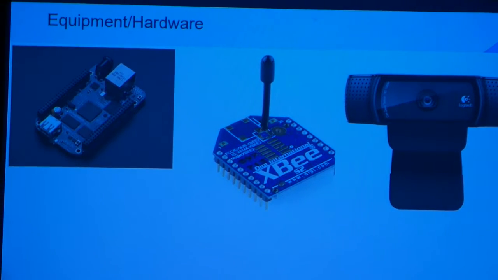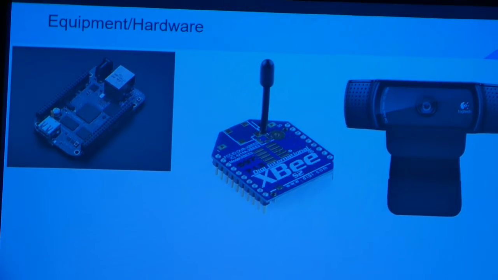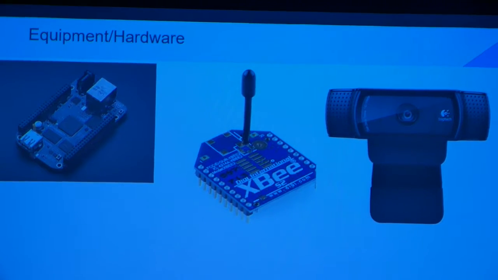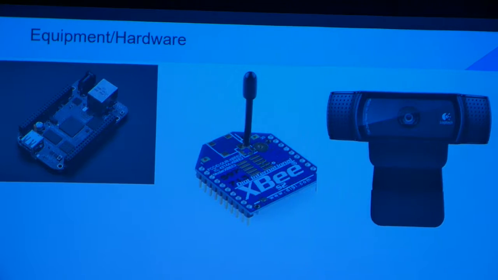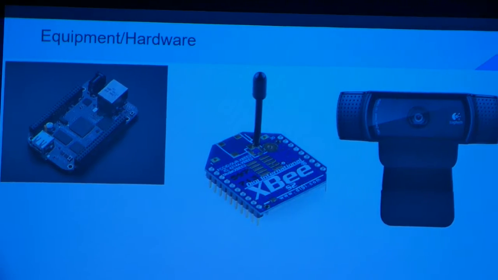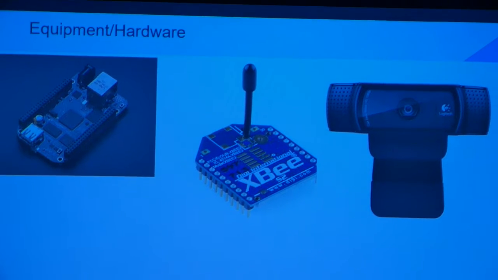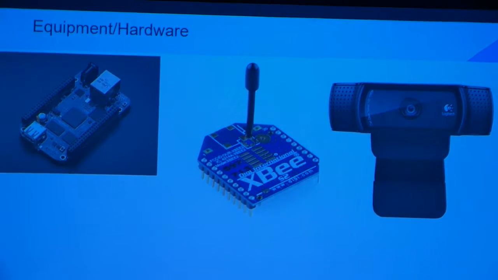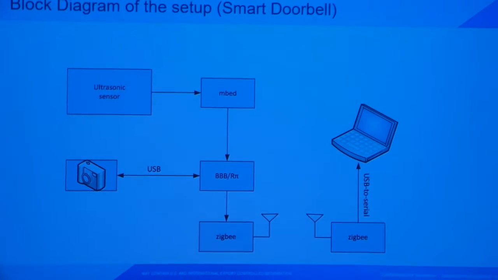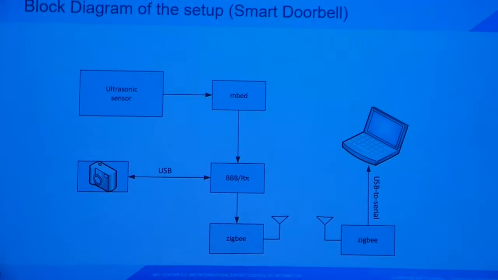As for the equipment, we use three pieces of equipment. Important ones are the web camera, the Zigbee radios, and the BeagleBone Black with a Debian Linux on it. Next slide, please. And here's the block diagram of the setup.